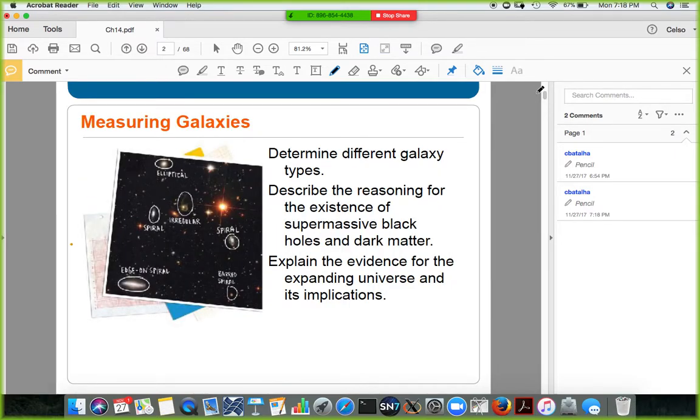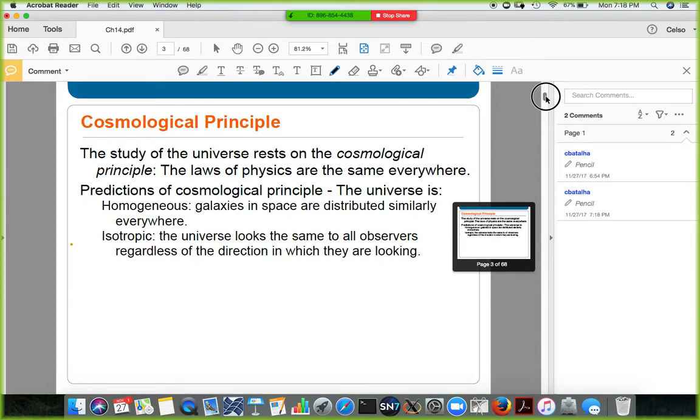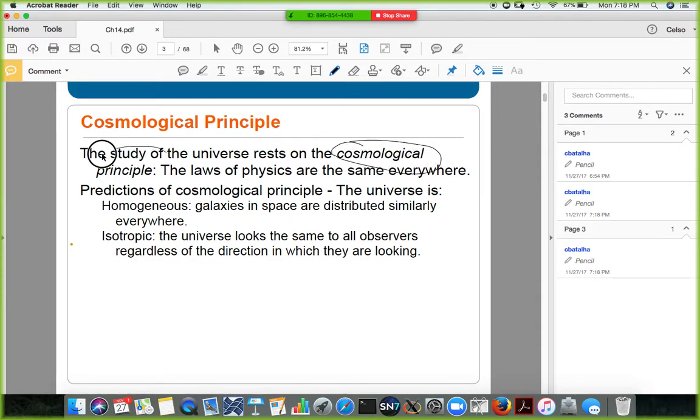So one of the principles we use when we study galaxies and the universe on a large scale came up after we observed the universe in detail in different directions and after modeling the universe to match observations. And that is the so-called cosmological principle.